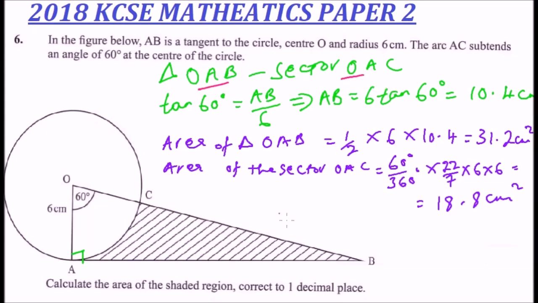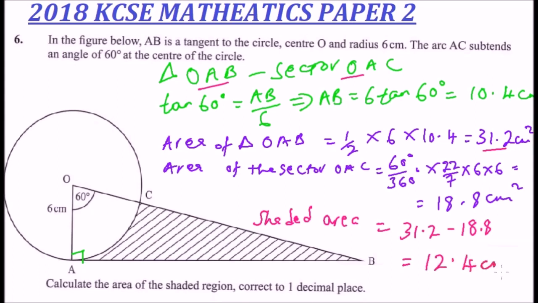So this means the shaded area is equal to the area of the triangle, which is 31.2, minus the area of the sector, which is 18.8, and when you subtract that, you get 12.4 centimeters squared. So that is the area of the shaded region, and that is how you work it out, and with that you earn yourself a whole mark. So that's how you work out that question.